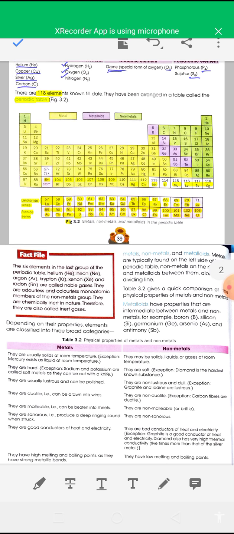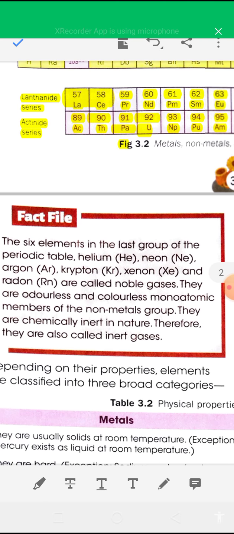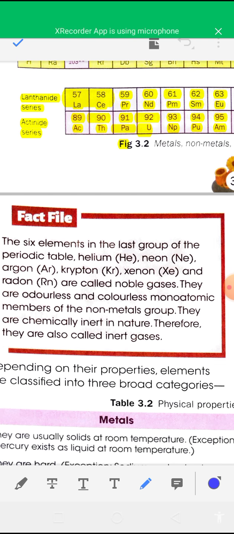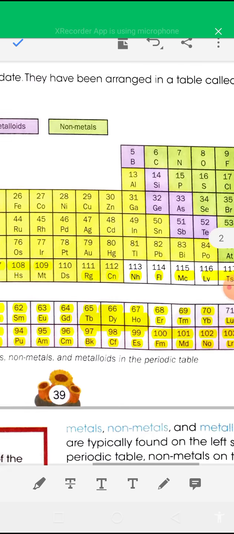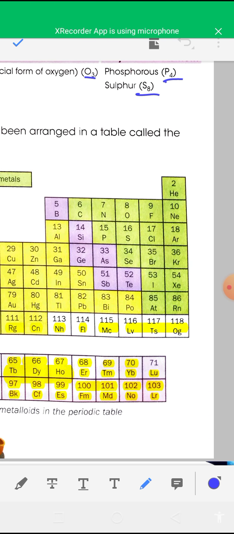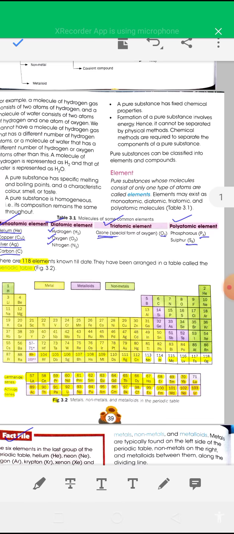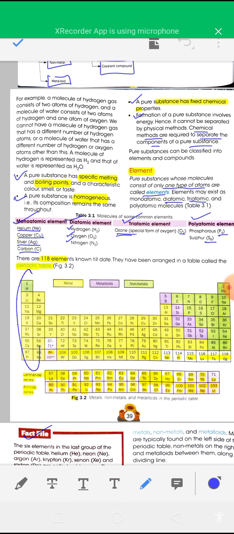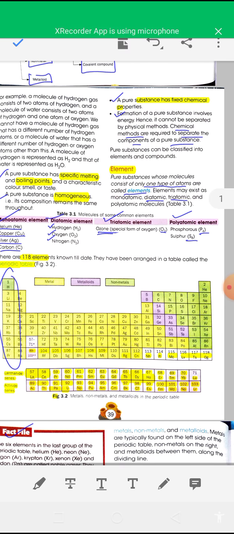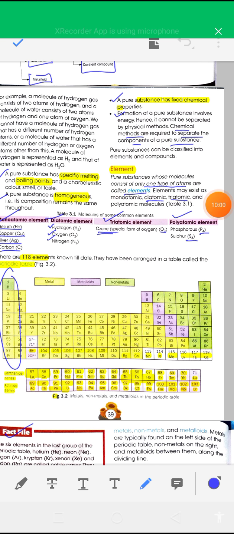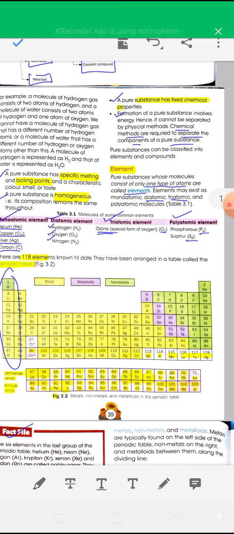Here one fact file is given: the sixth element in the last group of the periodic table. Here, this is the last group in the periodic table. There are a total of 18 groups, group 1 to group 18. This is group 1, and the last group is group 18. The vertical columns are known as groups, and there are a total of 18 groups, and horizontal rows are known as periods in the periodic table. The sixth element present in the 18th group is helium.